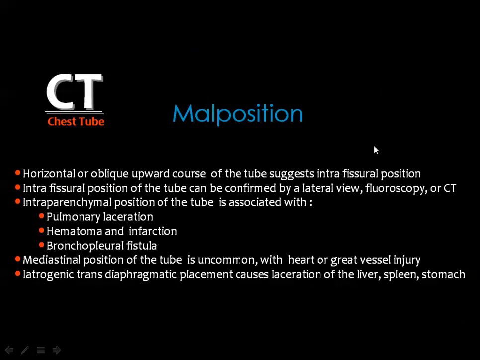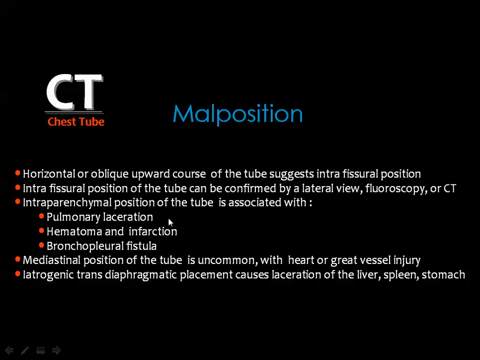Then also one of the malpositions is that the tube has passed into the fissure, commonly the horizontal fissure and less commonly the major fissure. And if you see a horizontal course or an oblique course which may coincide with the course of the fissure, this is an intrafissural position of the tube. If you suspect this, you can have the lateral view, or better, you can have the CT scan.